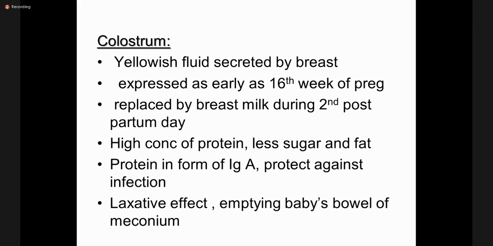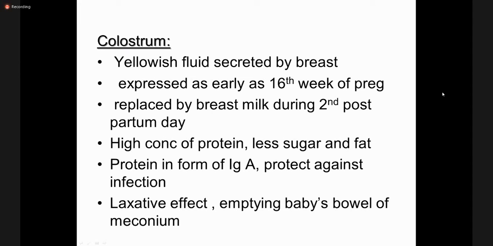Next, what is colostrum? It is a yellowish fluid which is secreted by the breast, and it is expressed at 16 weeks of pregnancy. It is replaced by the breast milk on the second postpartum day. What does it contain? It contains high concentration of proteins, less sugar and fat. This is also important: colostrum contains high proteins, less sugar and less fat.